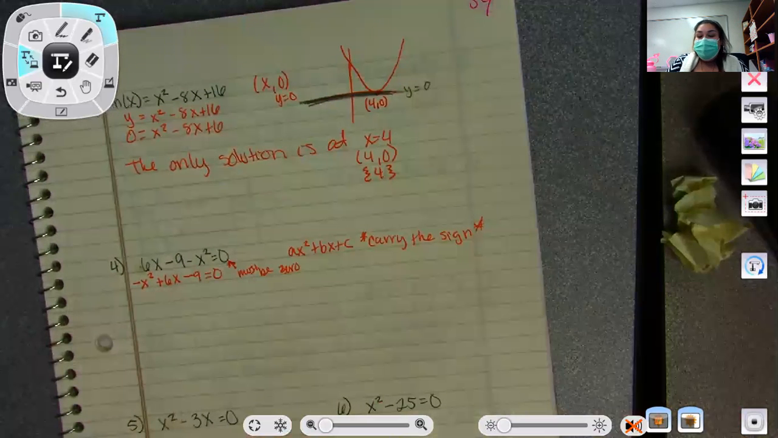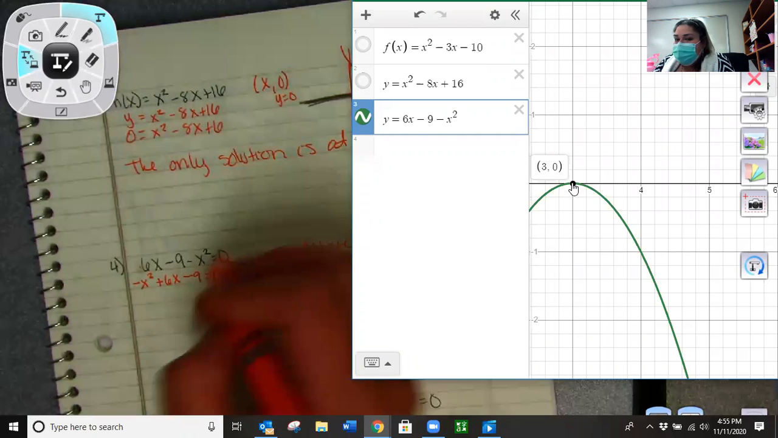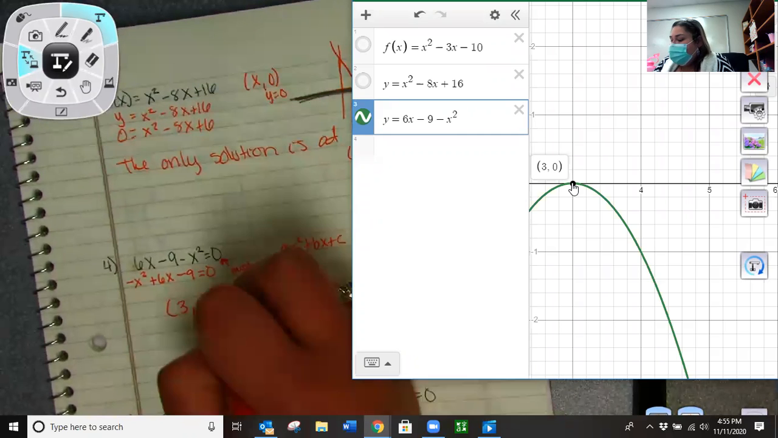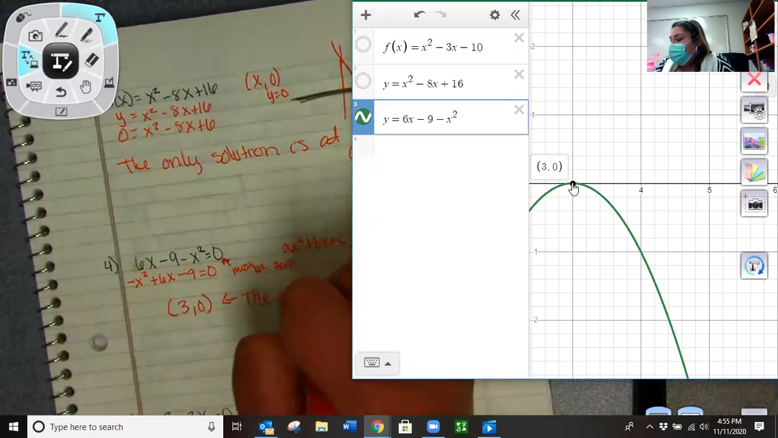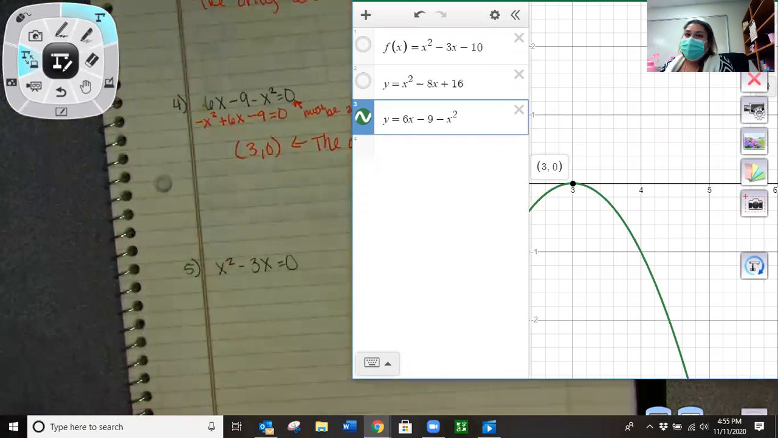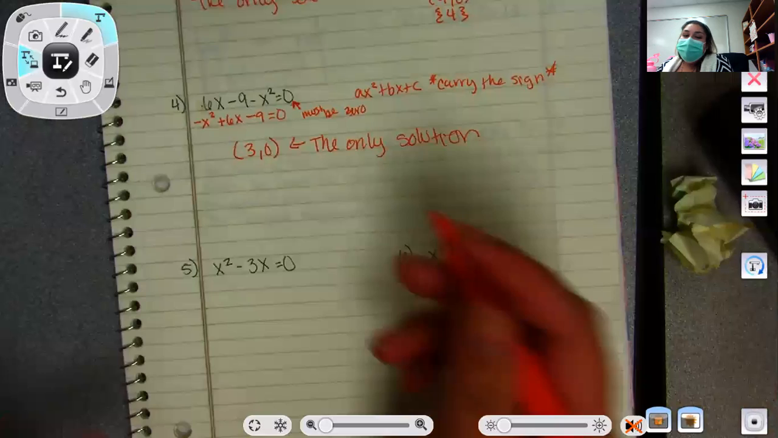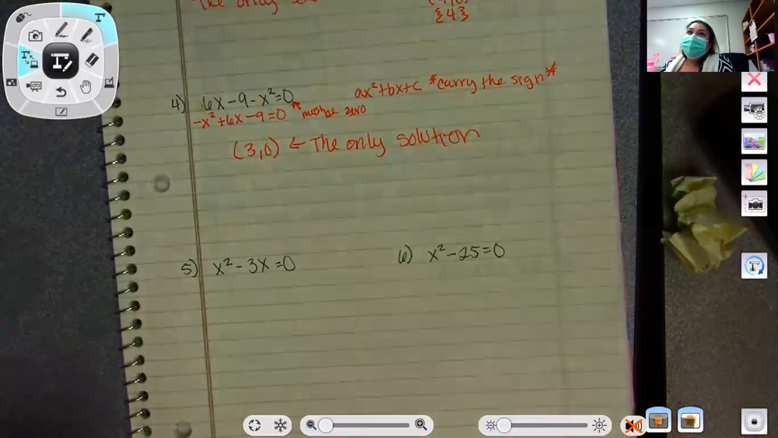So then you can graph that. So then you would have y equals 6x minus 9, or sorry, I was typing the original. Well, yeah, I guess it doesn't matter, x squared. Okay, so it's still going to graph it. And you can see again that it has one x-intercept at 3, 0. So that's the only solution. All right, 5 and 6, same thing. You're just going to type them. So y'all get the point? Okay, you're literally just going to type them. All right.